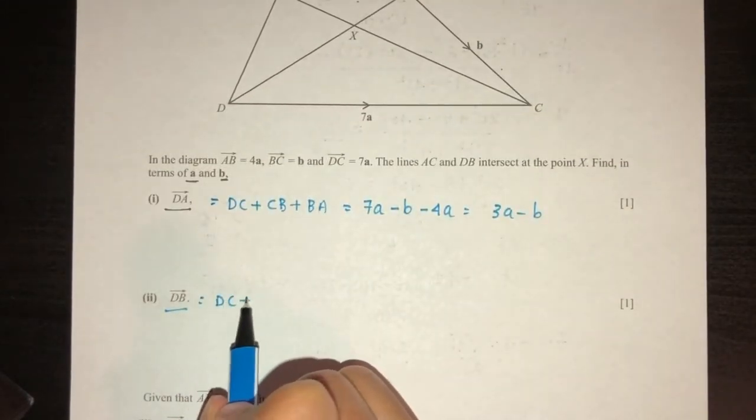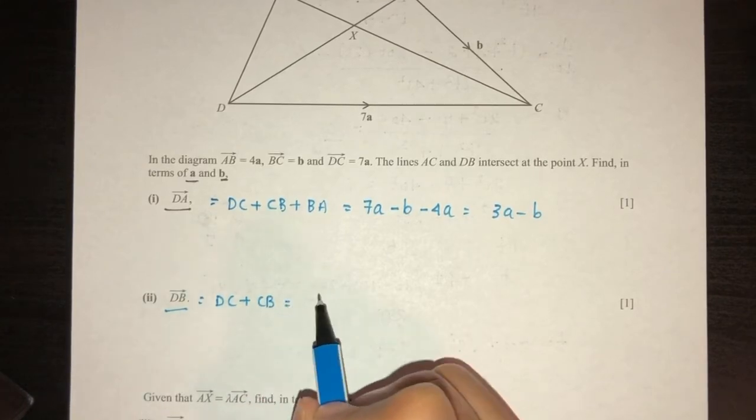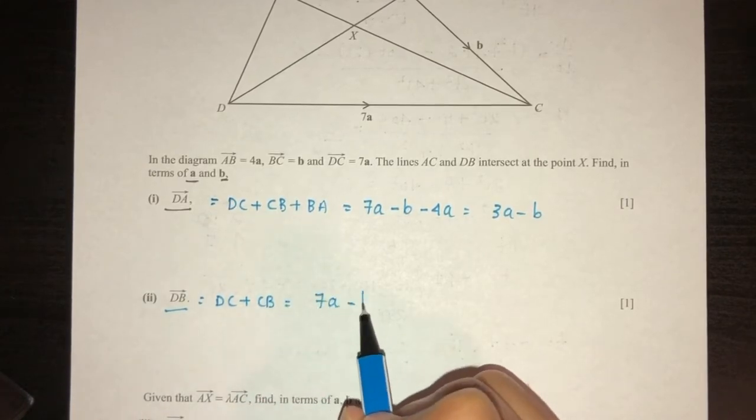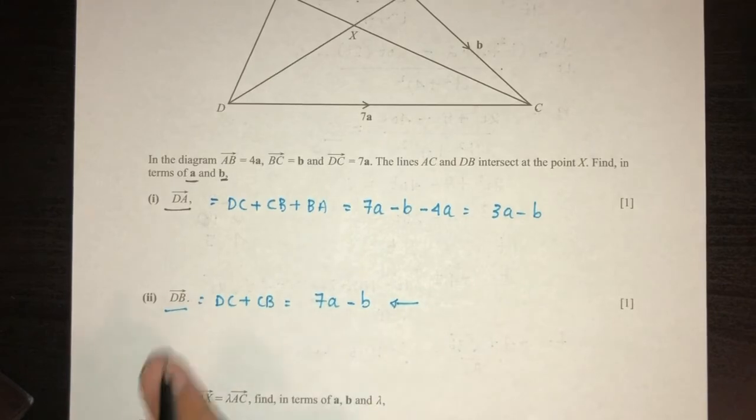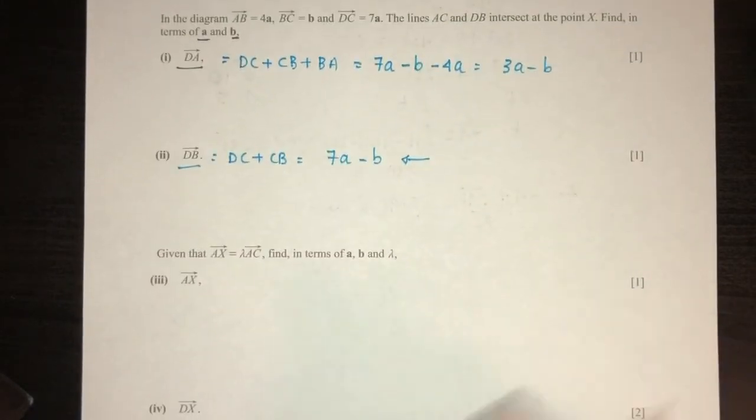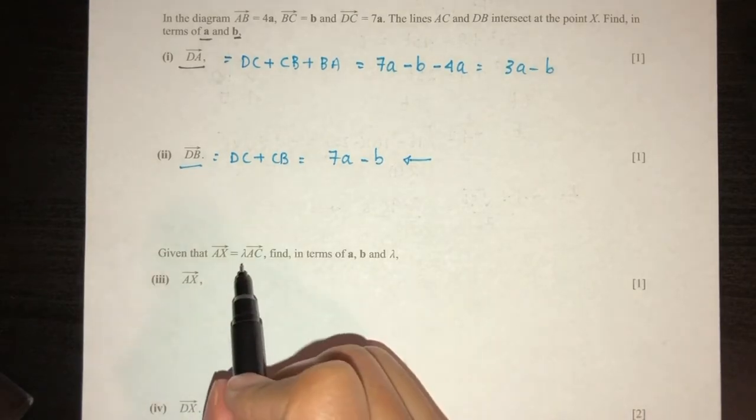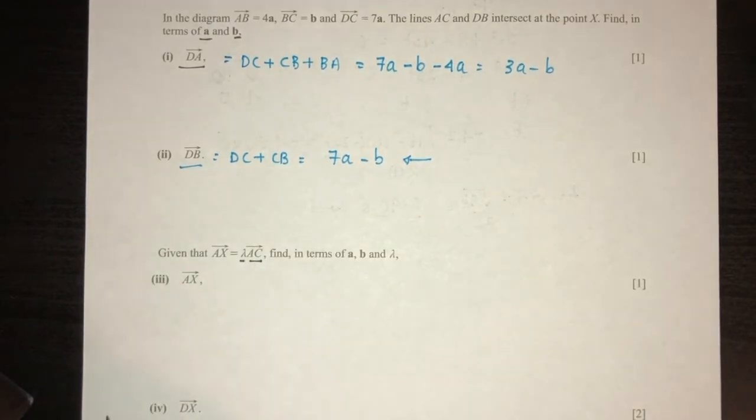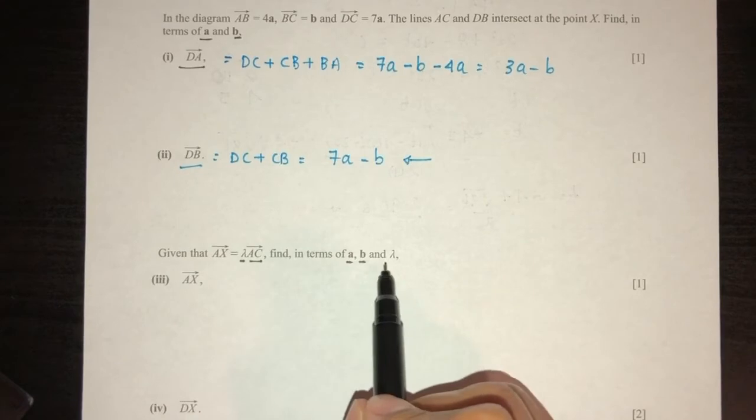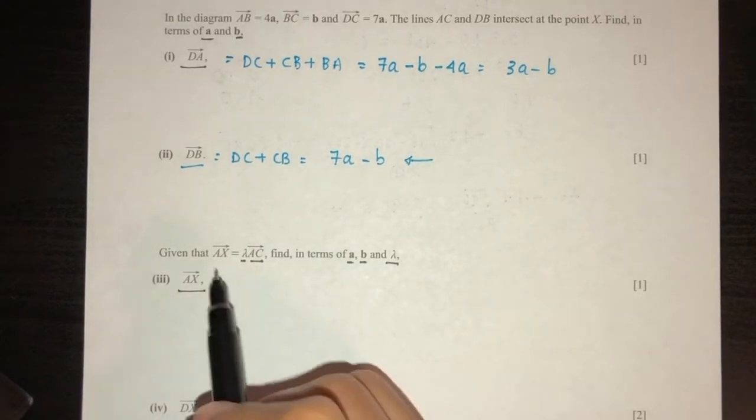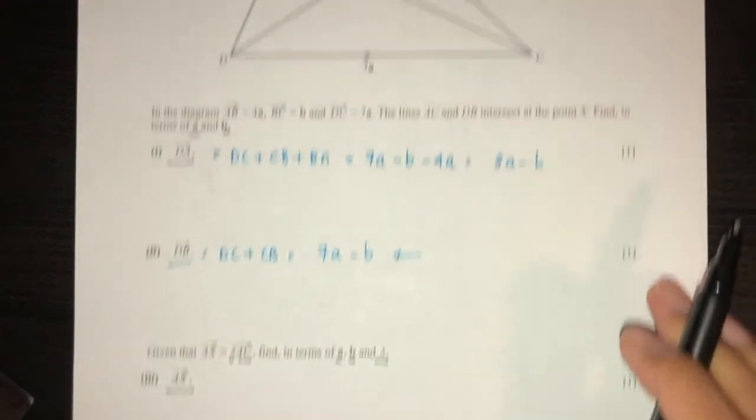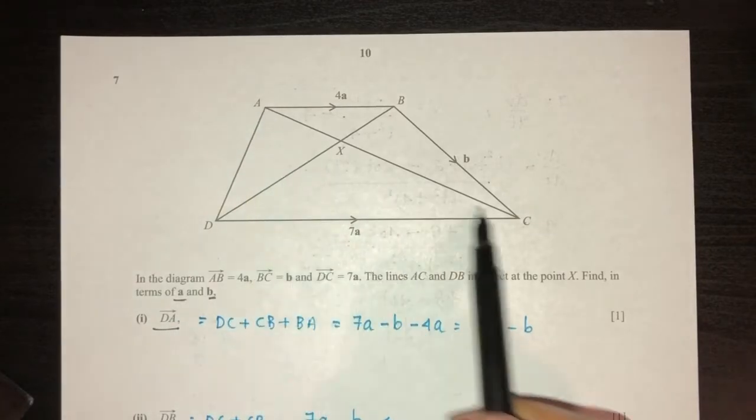So DC plus CB. DC is 7a minus b. That is your DB. Now we have part 3. Given that AX is equal to lambda AC, find in terms of a, b, and lambda the value of AX. So AX is lambda AC. So where is AC? AC is this. So let's first find AC.